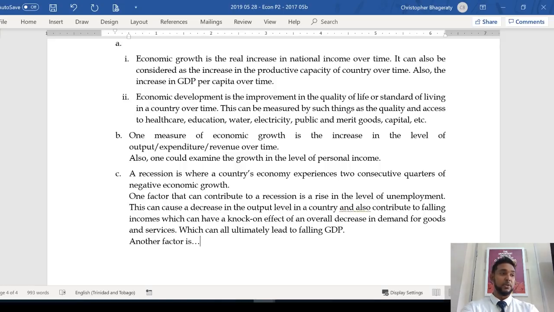All right. Let's talk about this last one quickly, and then we'll finish off this question, part D. Discuss 2 factors. So, what's another factor that can contribute to a recession? So we said unemployment. What were some of the other things we dealt with earlier in this paper? What was the one just before this? Balance of payments, foreign exchange, that kind of stuff.